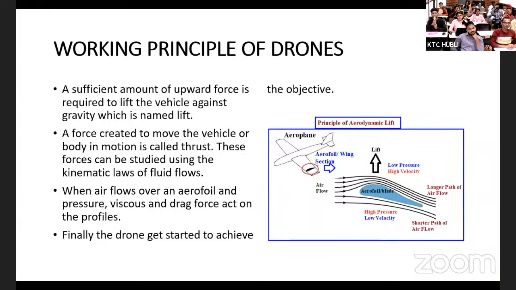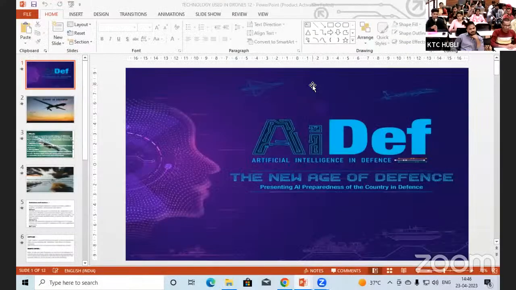A force created to move the vehicle or body in motion is called thrust. This force can be studied using the kinematic laws or fluid flows. When air flows over an aerofoil, pressure, viscous and drag forces act on the profile. Finally, the drone starts to achieve flight. And I'm handing the mic to Priyanka.